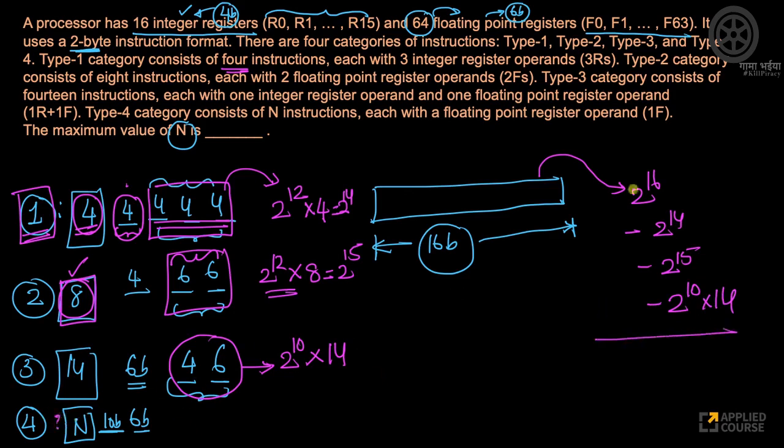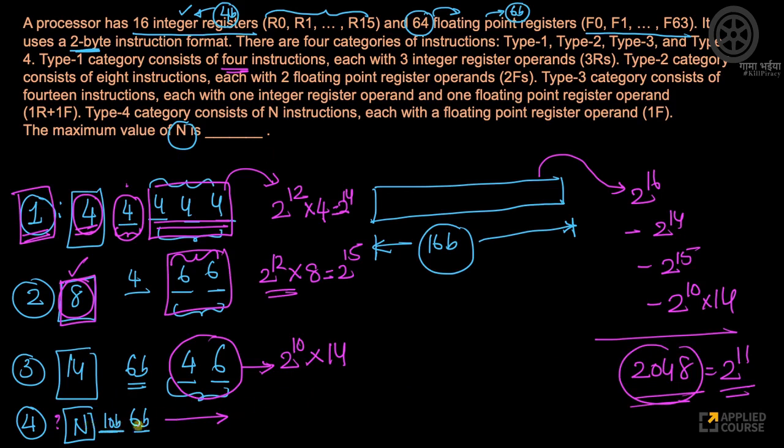Now if I subtract all of this from the 2 power 16 encodings of the 16 bits: 2 power 14 bit patterns will correspond to type 1, 2 power 15 will correspond to type 2, and 14 into 2 power 10 will correspond to type 3. If I subtract all of these from 2 power 16, I will be left with 2048. This is 2 power 11. Literally this is what I'll be left with. Okay. So the number of type 4 encodings is 2048. These are the number of encodings. This is not the number of instructions.